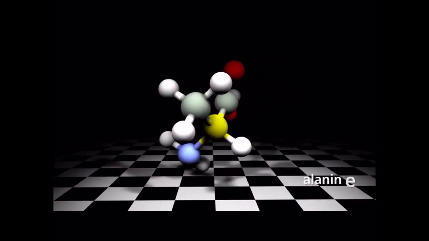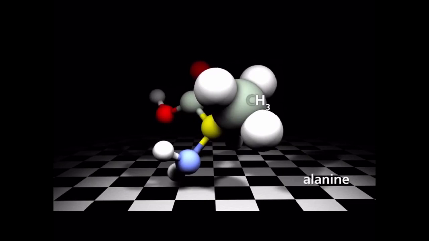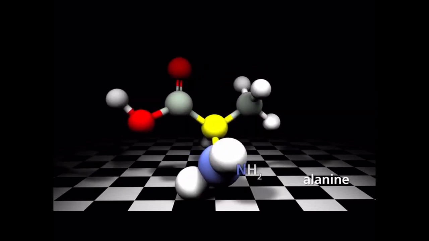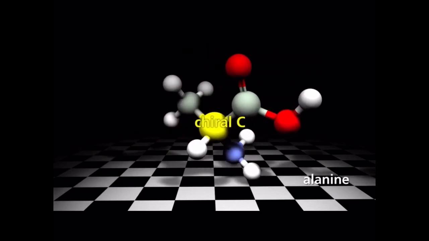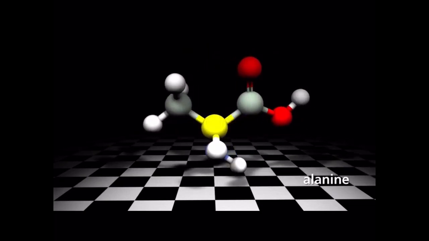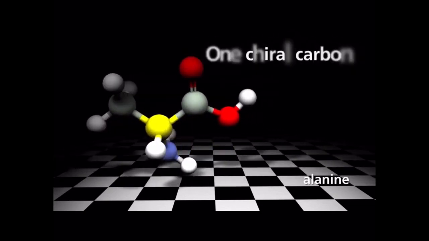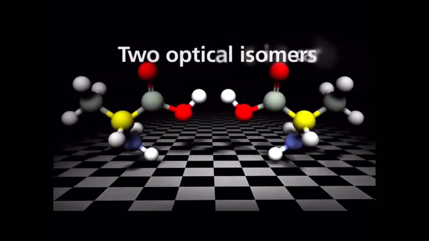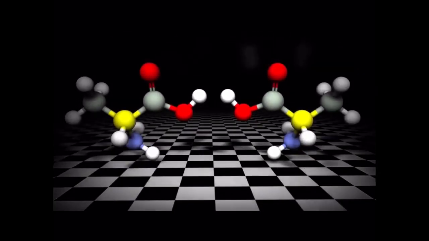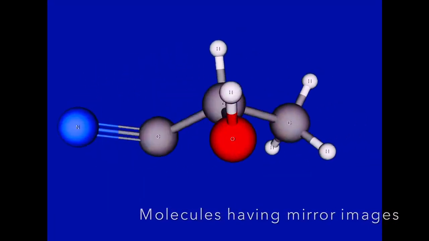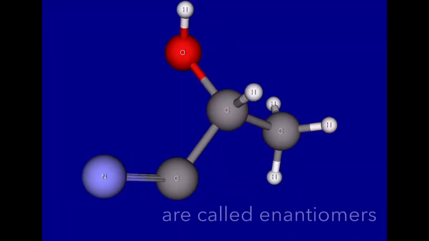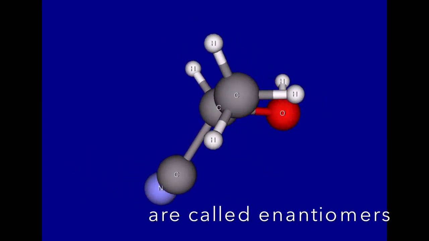This amino acid is alanine. It has a hydrogen atom, a methyl group, an amino group, and a carboxylic acid group attached to the same chiral carbon atom. Alanine has 1 chiral carbon atom and therefore just 2 possible optical isomers. More complex biological compounds may have more. Molecules which are mirror images of each other are called enantiomers.